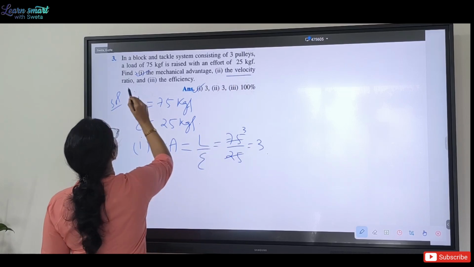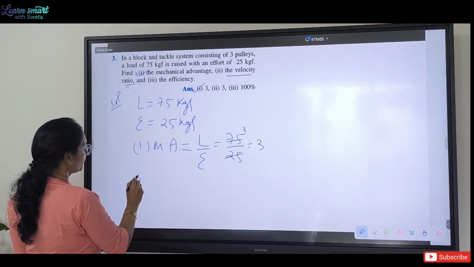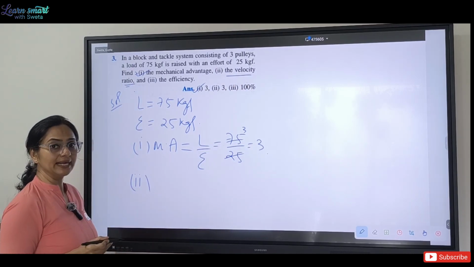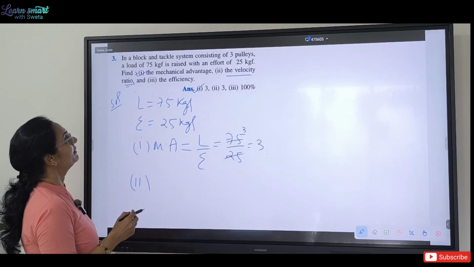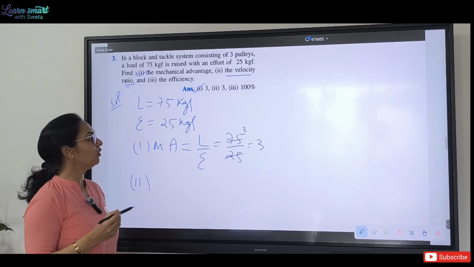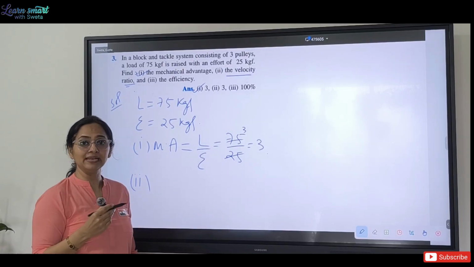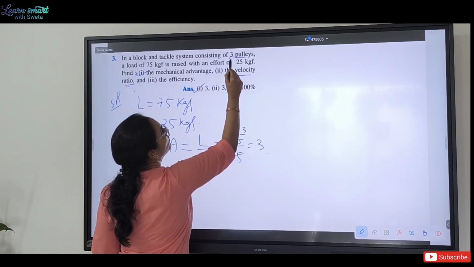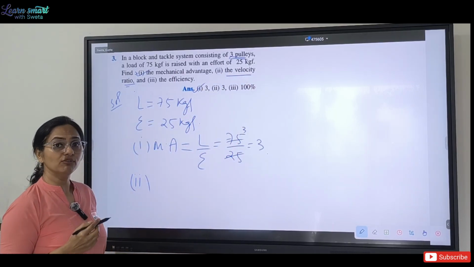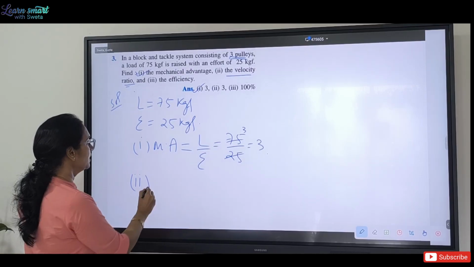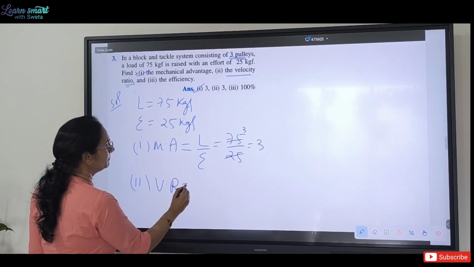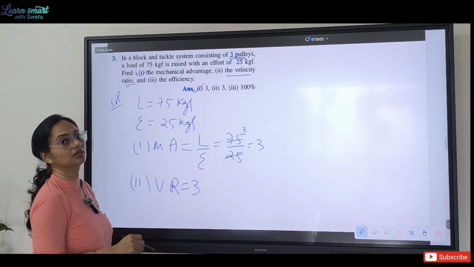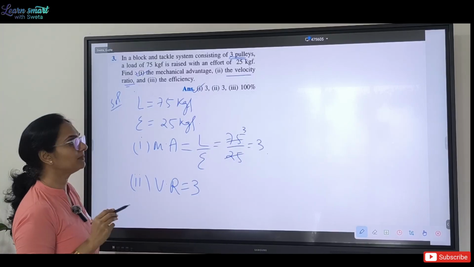Then is the velocity ratio. For a block and tackle system, you have to remember that the value of the velocity ratio is n. N is the number of pulleys. Here the block and tackle consists of 3 pulleys. So velocity ratio is always equal to the number of pulleys. So velocity ratio will be equal to 3 because there are 3 pulleys. We have to remember that.